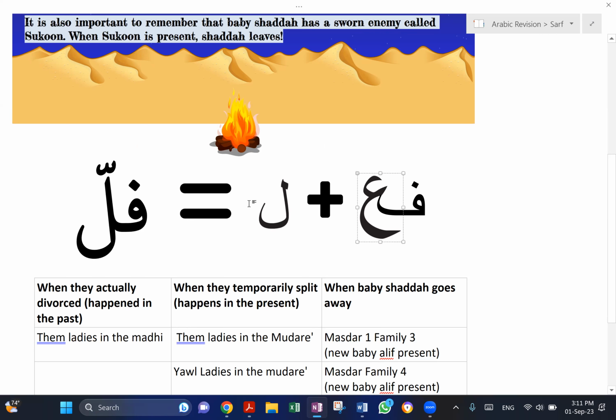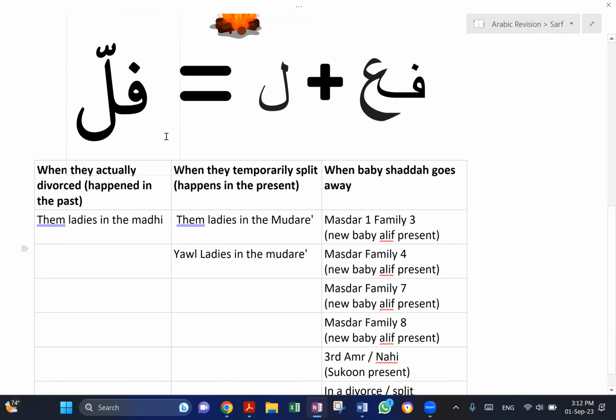Like, where's your wife? I don't know. The father and the son-in-law just bonded, and this is what he had. So you had the father, Ain and Lam became one, and then baby Shadda was born. So this is what happened in the Madi. Every form in the Madi, in the small families, is going to look like this. Falla. And we will talk about this in detail. So when you see something like this, straight away this is Muda'af.